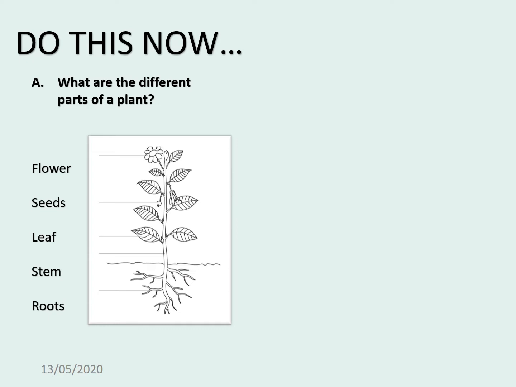So at the top we have got the flower, and the flower is the reproductive part of the plant. Underneath it we have got a seed which will fall off and germinate and make a new plant. Below that we have got the leaf, which is a very important organ that you need to know about. That will be the main chunk of this lesson. Then we've got the stem which holds up the plant, and then finally at the bottom we have got the roots which take in water and minerals.